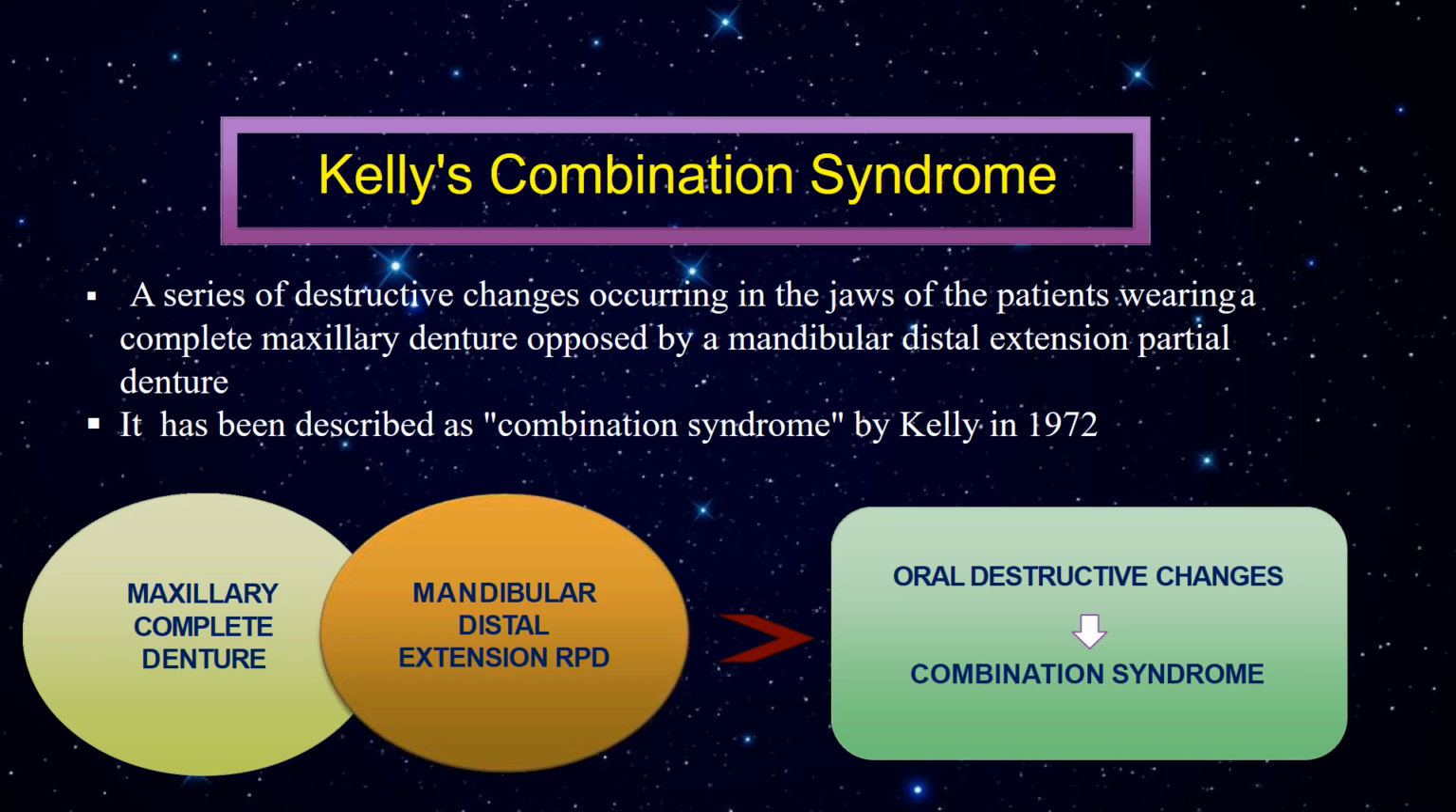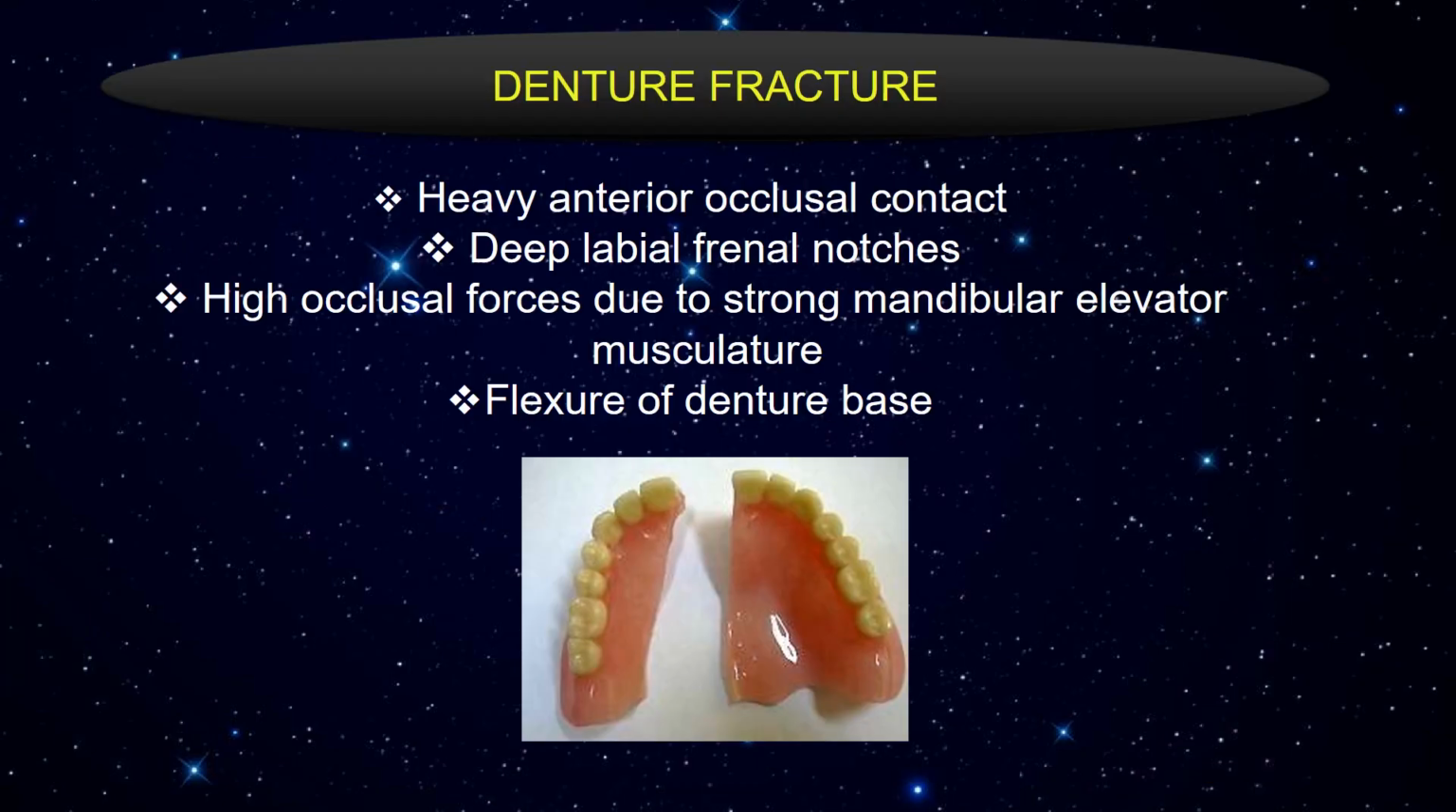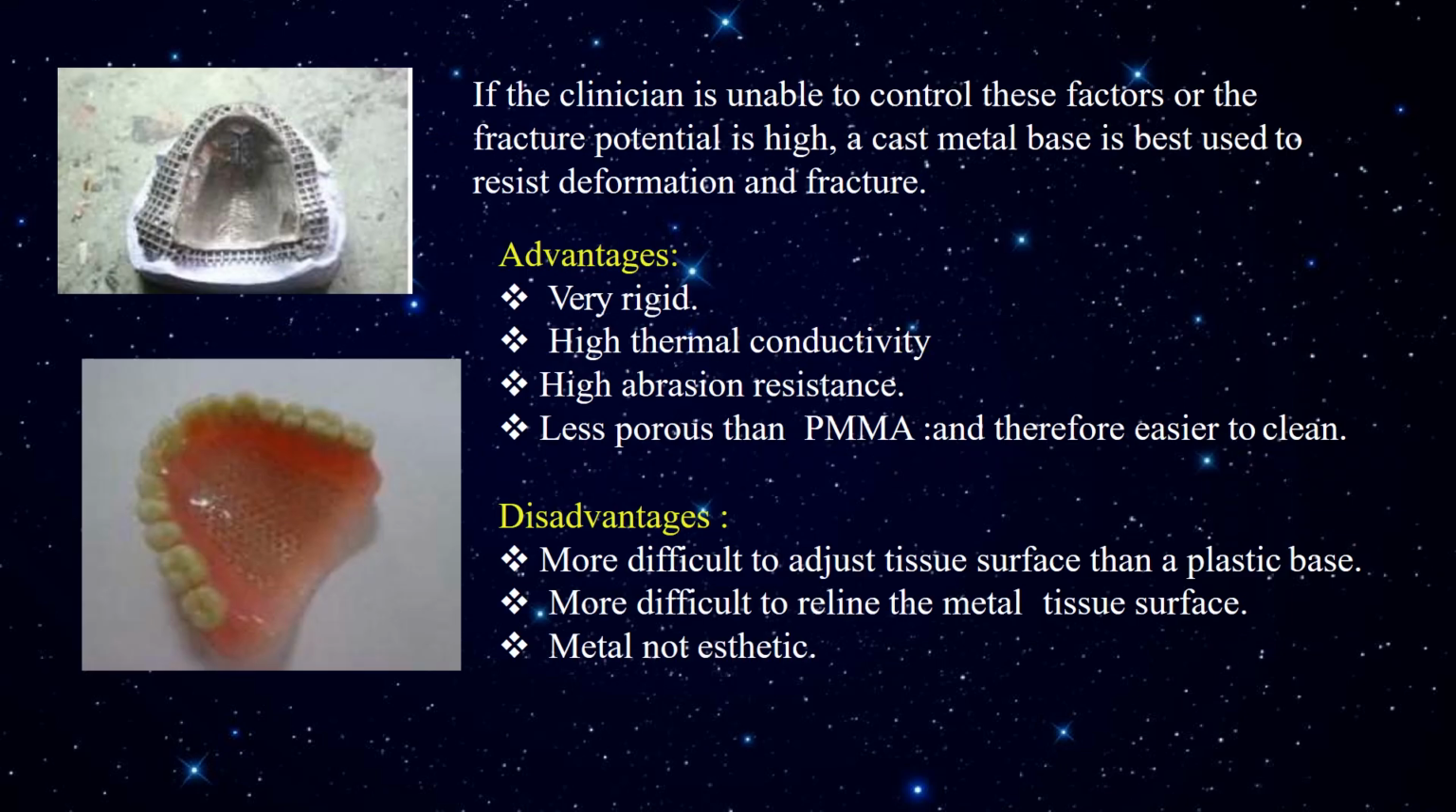Now, briefly to talk about Kelly's combination syndrome. When we see this corrected, if the mandibular teeth are super erupted, first the occlusal plane needs to be corrected. We have to always fabricate a maxillary complete denture opposing a mandibular removable partial denture. If we just have mandibular lower anterior teeth and we don't have posterior teeth in the mandible, then it will frequently result in fracture. We can also reinforce the denture with polyethylene fibers, polyaramide fibers, glass fibers, carbon fibers. These all can be used as a reinforcing material inside the denture base material.